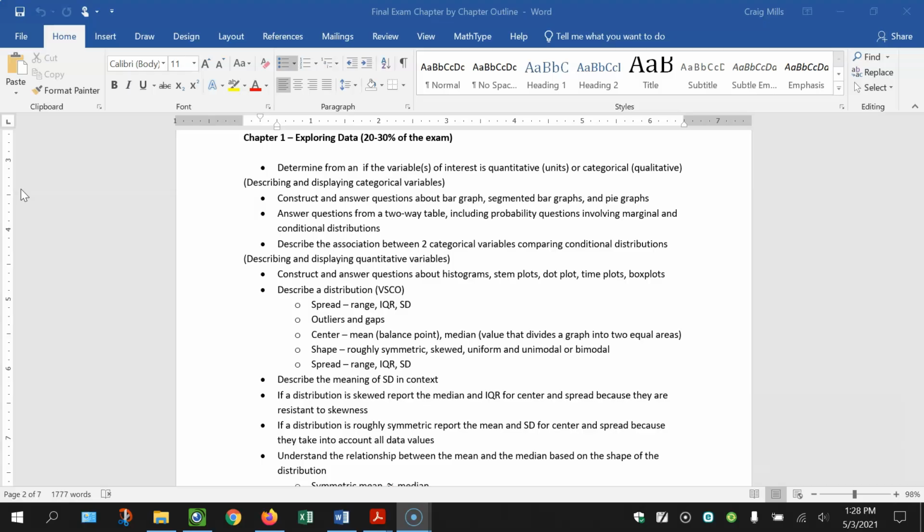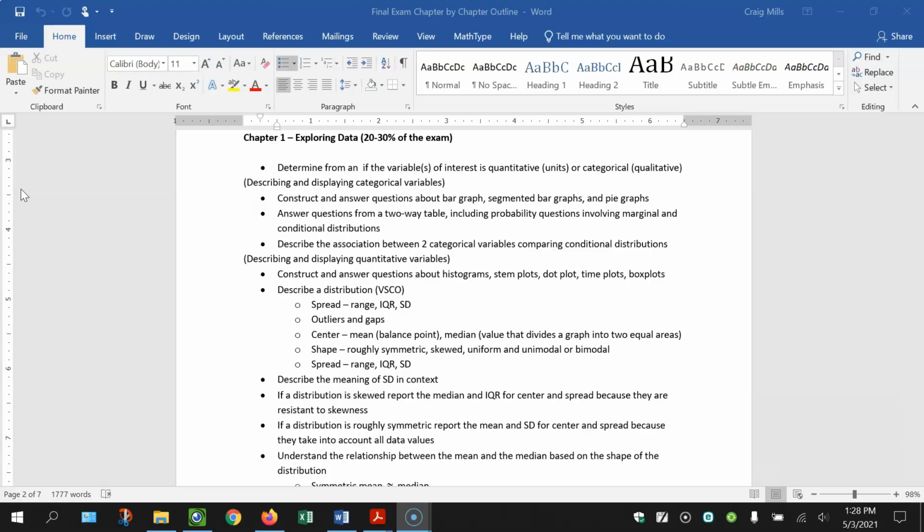Main things: telling if a variable is quantitative or categorical. Quantitative, it's going to have units. Being able to display categorical variables, that would be a bar graph, a side by side bar graph, a segmented bar graph, a mosaic plot. Pie graph's not part of the AP, so not really worried about that.